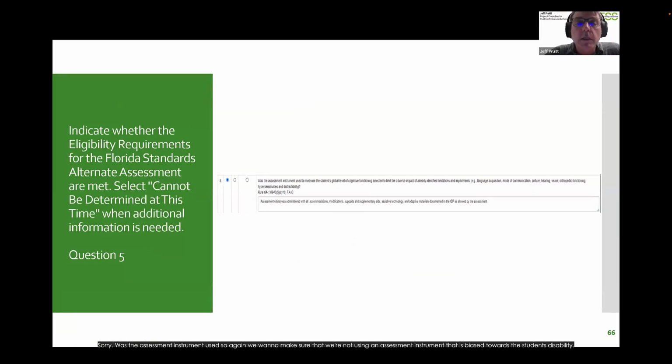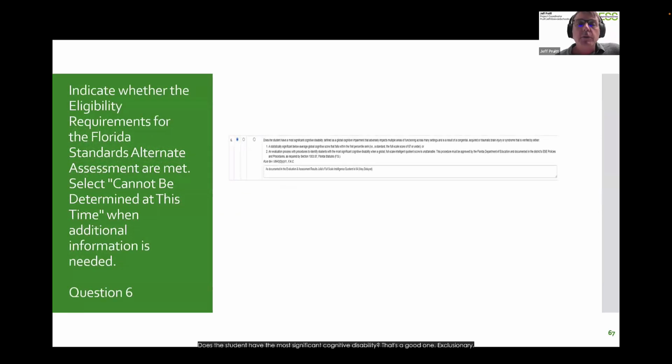Was the assessment instrument used? So again, we want to make sure that we're not using an assessment instrument that is biased towards the student's disability. Like for me, I would need flexible seating and instructions repeated over and over and over again. We want to make sure that it's not a timed test for me. So we would document that. In Julia's case, it wouldn't be a written test because she uses speech to text.